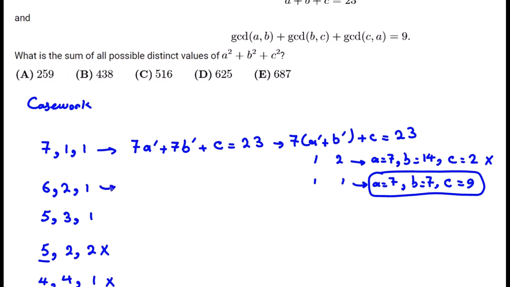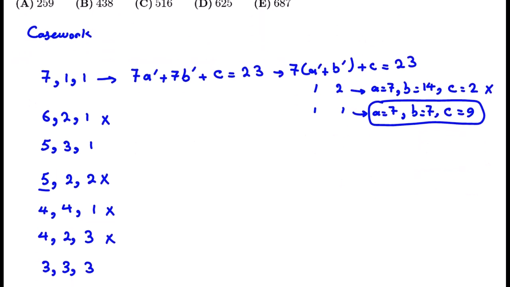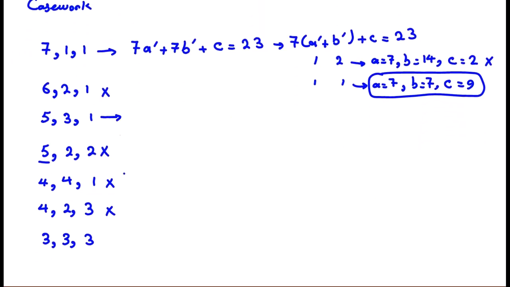Now let's check this case. GCD of A and B is 6. So A is 6A prime, B is 6B prime. And we know GCD of B. Here it's not possible. Why? Because here it is 6, here it is 2. So even. So this one should be even. Okay. Now try to check these two cases on your own.